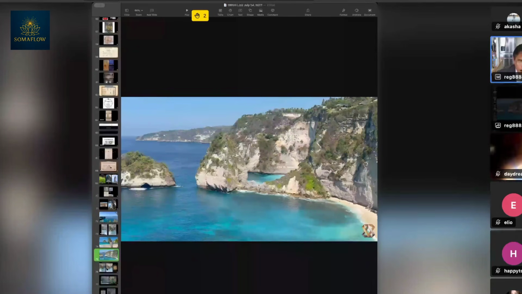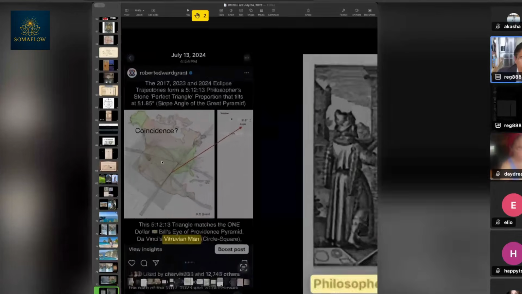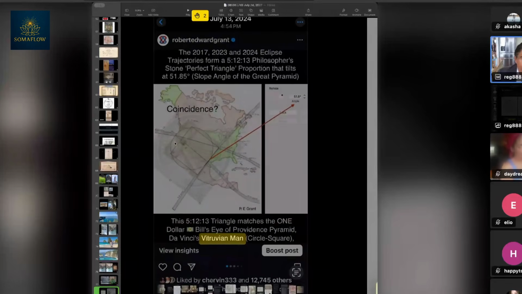Fascinating how this never got by anybody in archaeology as a pyramid, like, it's beyond me. Now, this happened to be 2 days after, also, we're on Diamond Beach, and there was a diamond crop circle on July 11th, 2 days. And you might remember this, the 3 eclipses we had over the United States. They actually made together a 5-12-13 triangle, tilted exactly at the pyramid slope angle.